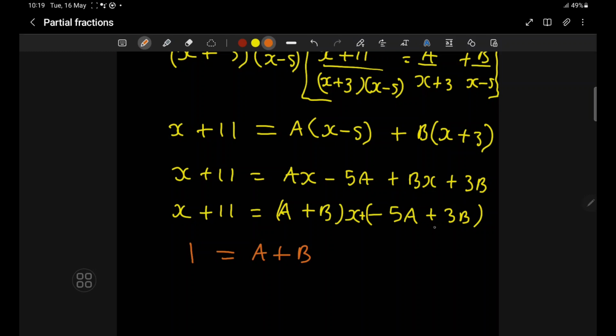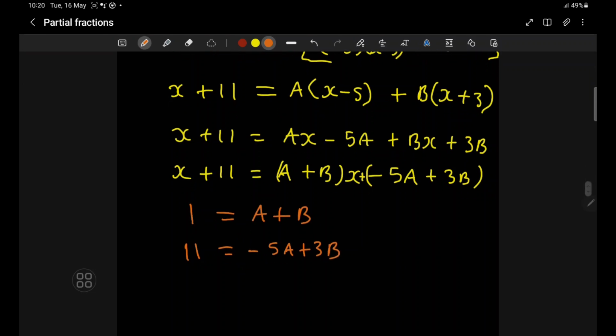These are coefficients, these are constants, sorry. So the constants also will align them with the constants. So that is, we're having 11 is equal to negative 5a plus 3b. So these are two systems of equations that we can resolve.